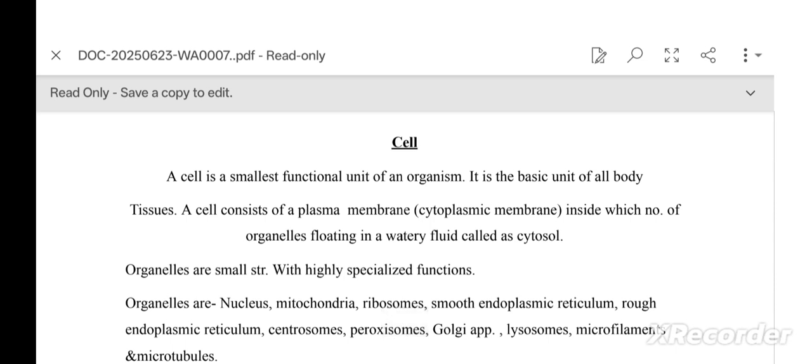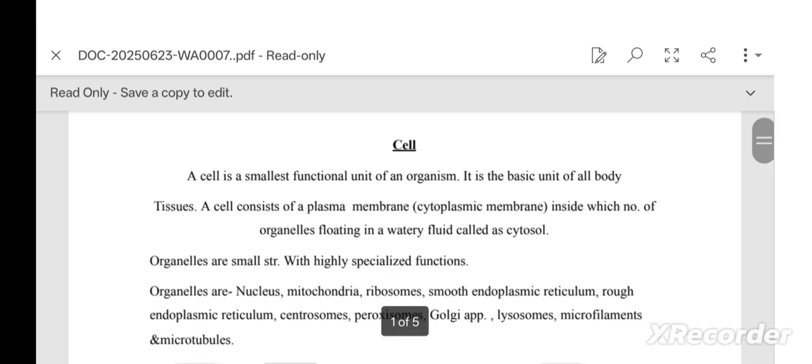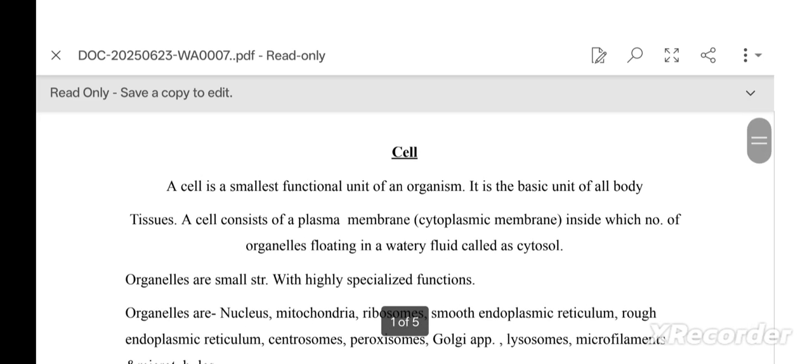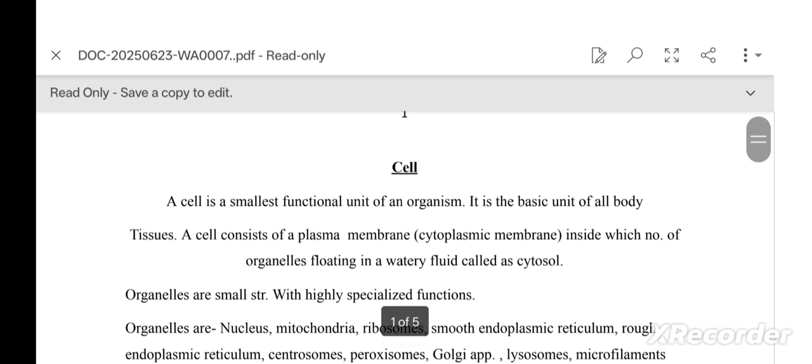Today's topic is the cell, and this is very useful for diploma and degree students who are studying pharmacy. First of all, the cell. A cell is a small functional unit of the organism. It is a basic unit of all body tissue.